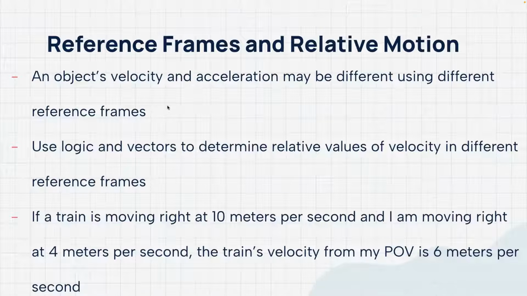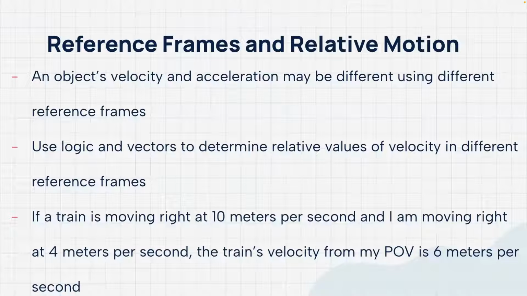An object's velocity and acceleration might be different using different reference frames. So if I'm at one reference frame, but then I'm accelerating in a different reference frame, the velocity and acceleration might be different. So using logic and vectors, you can just determine the relative values of velocity in various reference frames.